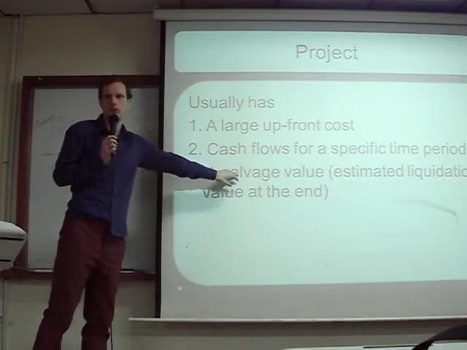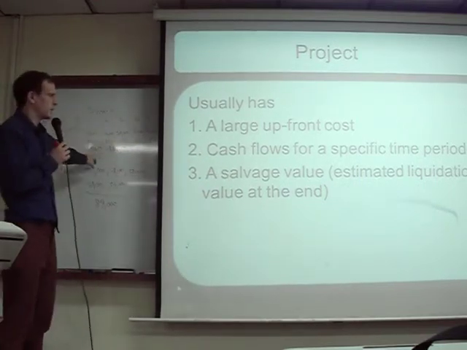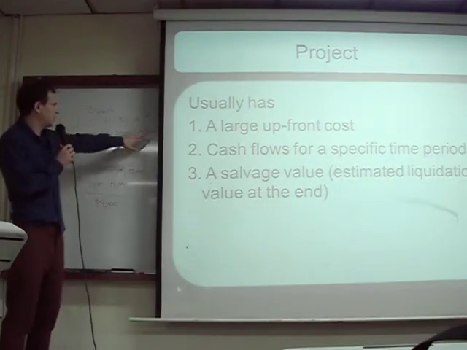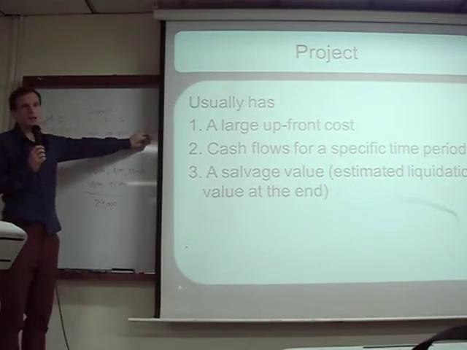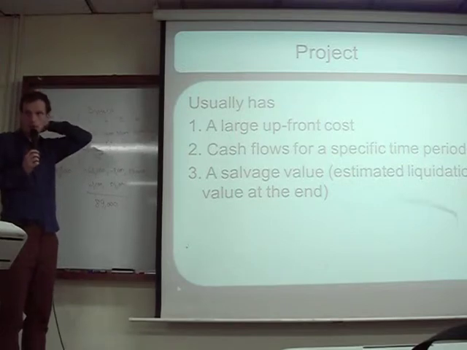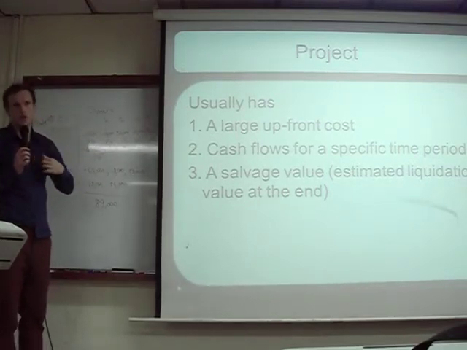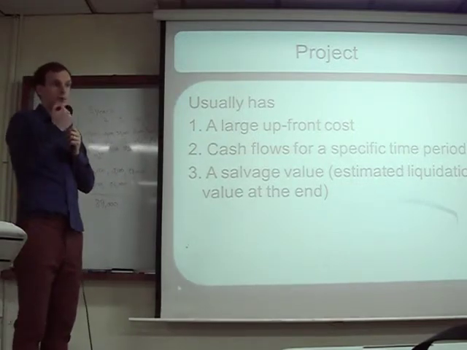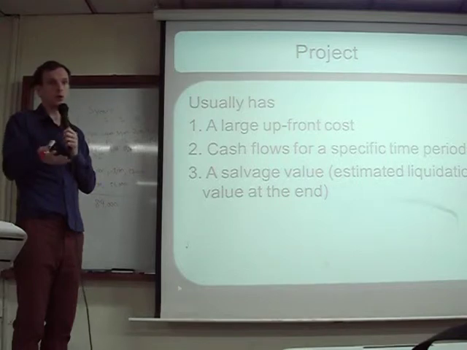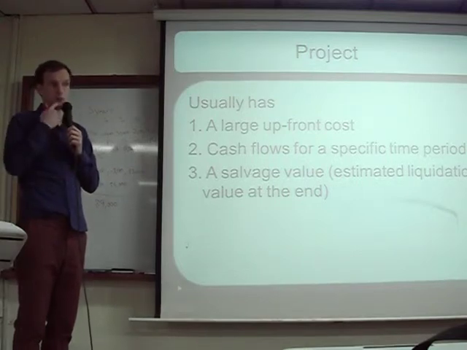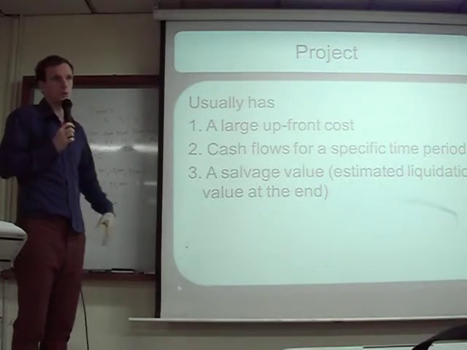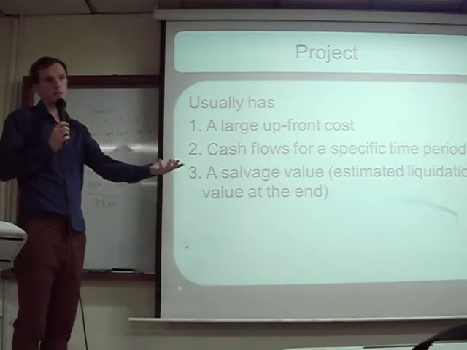Cash flows for a specific time period. Money is coming in. And usually we have a salvage value. We didn't include here, but at the end we usually have a salvage value. Do you understand salvage? Salvage is when a ship sinks in the ocean. We pull up the ship. There might be something on the ship, like gold coins or something. That's called salvage. Okay? So salvage value means that we sell our things at the end, we get something back.